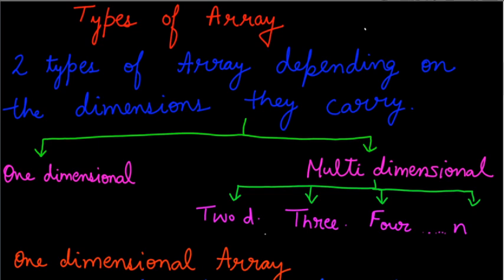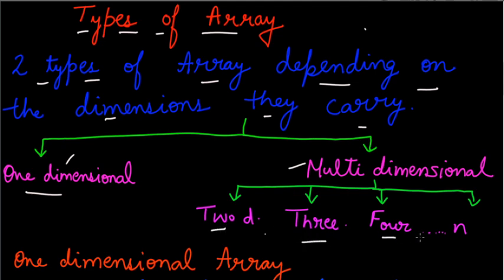Hello everyone. Today we are going to do types of array. So there are two types of array depending on the dimensions they carry. First is one dimensional, the other one is the multi-dimensional. Under multi-dimensional we have two dimensional, three dimensional, four dimensional and so on till n dimensional.